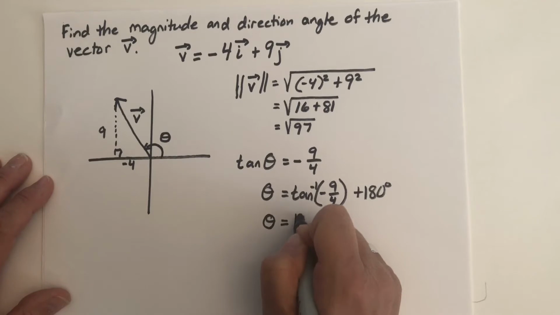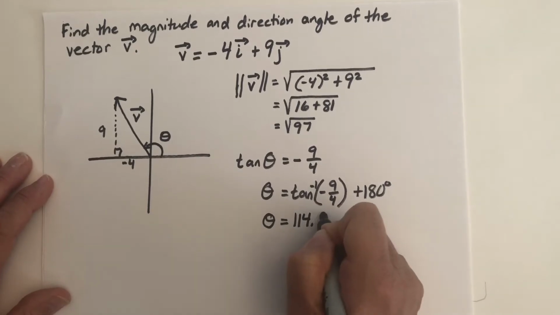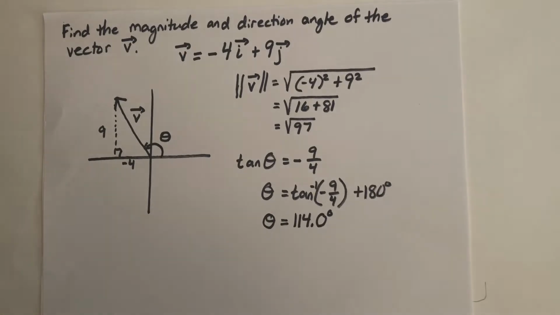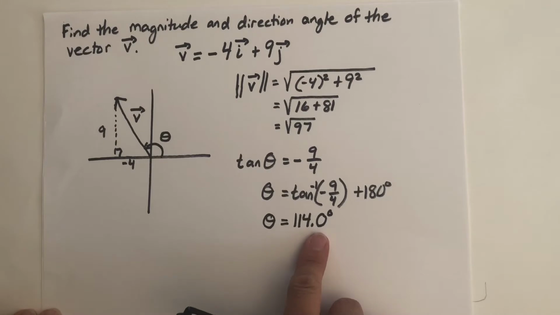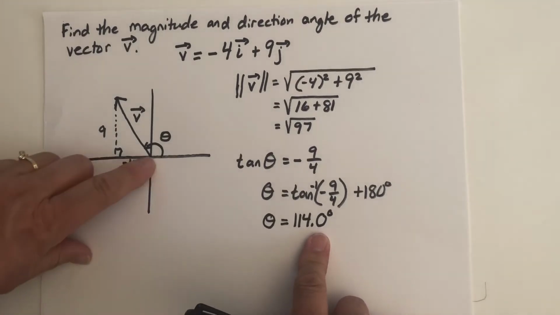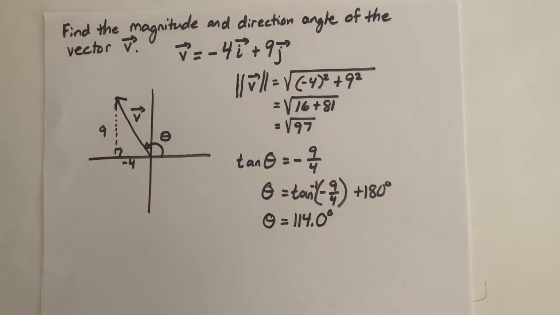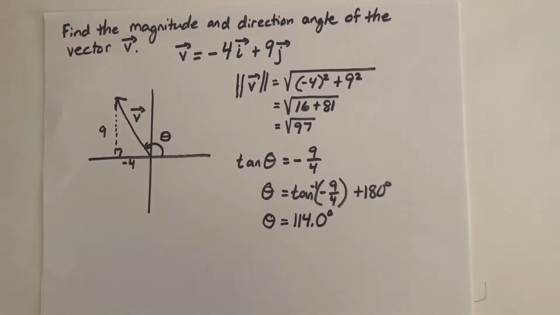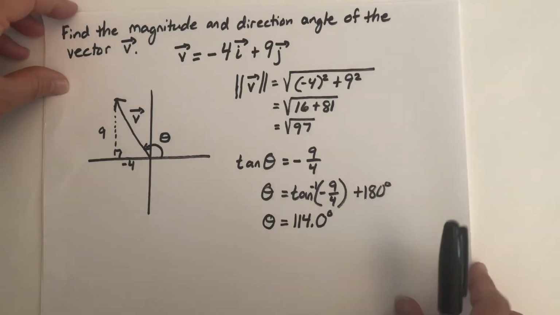113.96. That is 114.0 degrees, just depending on how many decimal places you need. Maybe we would present it as just 114 degrees. But to the nearest tenth, it is 114 degrees, which seems about right given our picture. I like to make sure that my answer seems to match what my picture looked like. Let's keep going.